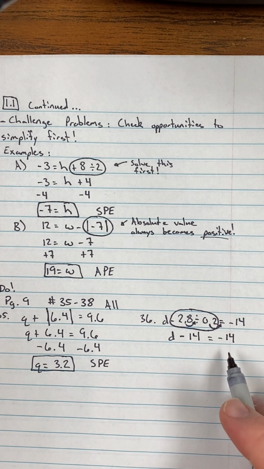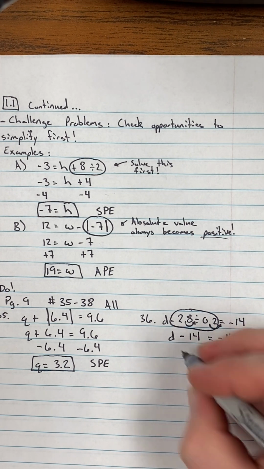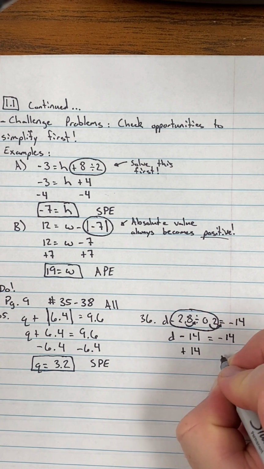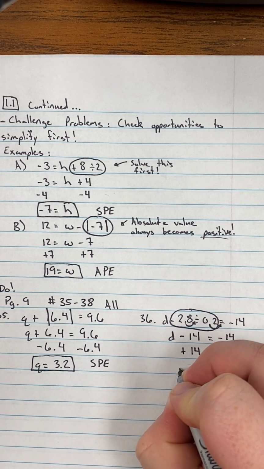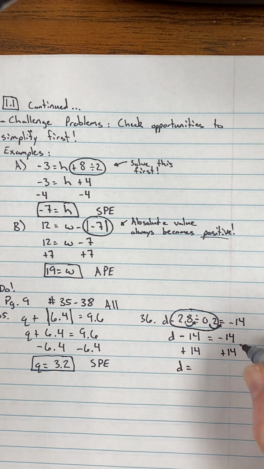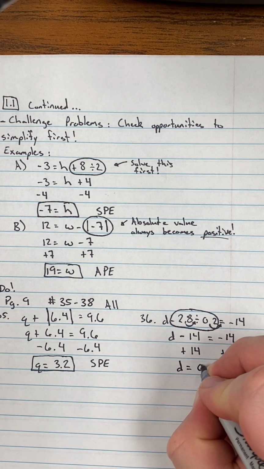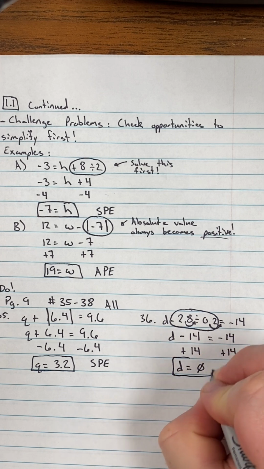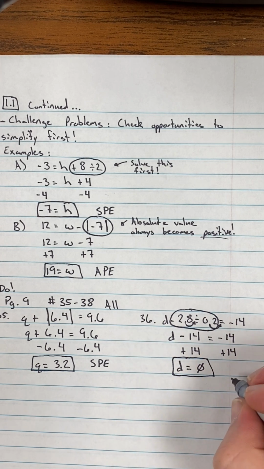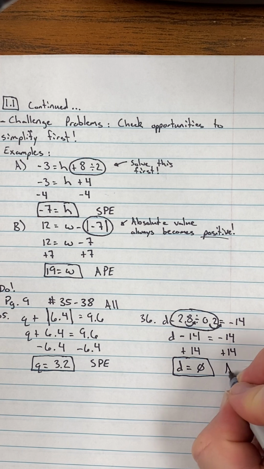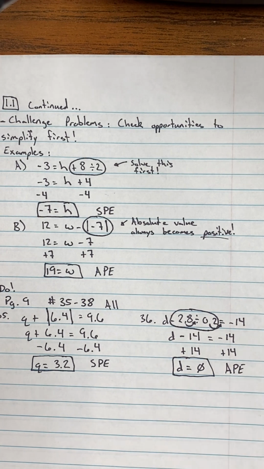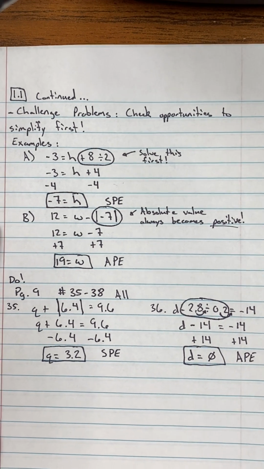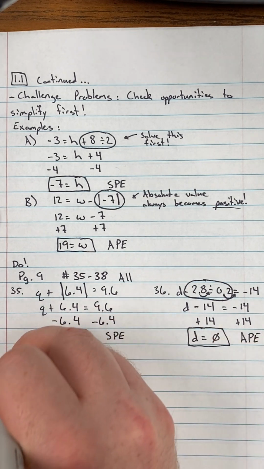Which that kind of looks familiar, right? So we're going to add 14 to both sides to get d by itself. And we find that d is equal to, well, these two actually cancel each other. But I have to write something here, so when these two cancel each other, I'm left with 0. Okay? Don't forget, 0 is a real number. We're not going to forget about 0. Addition property of equality. Okay? Let's go ahead and do number 37.